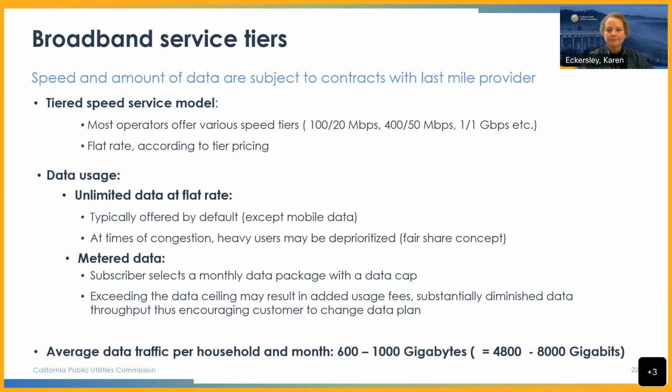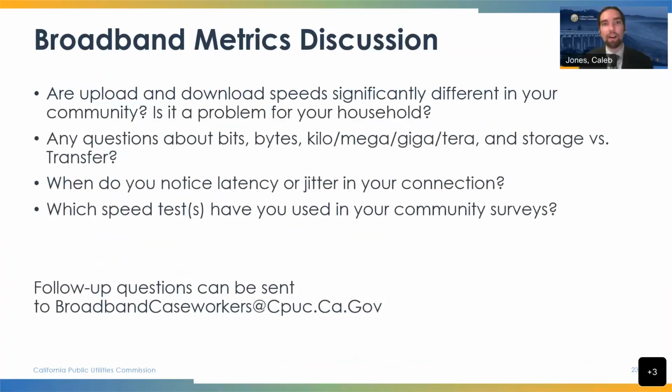Let's pause again for discussion questions on the concepts we just covered. Are upload and download speeds significantly different in your community? Is it a problem for your household? Do you have any questions about bits, bytes, kilo, mega, giga, tera, and storage versus transfer? When do you notice latency or jitter in your connection? And which speed tests have you tried using in your community surveys?